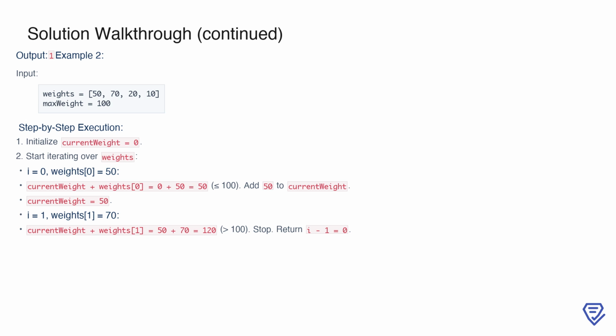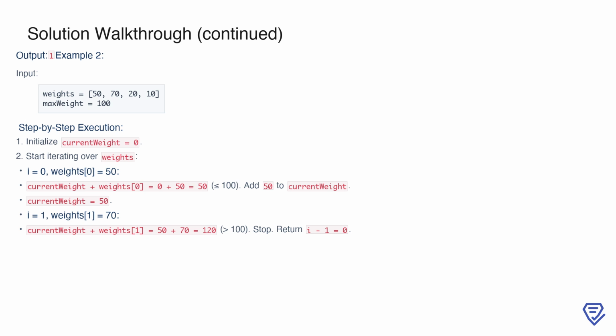Now, let's analyze another example. The input weights are 50, 70, 20, 10, with a max weight of 100. Again, we initialize current weight to 0. For the first person, weights[0] is 50. Adding this to current weight results in 50, which is within the limit, so we include this person and update current weight to 50. For the second person, weights[1] is 70.